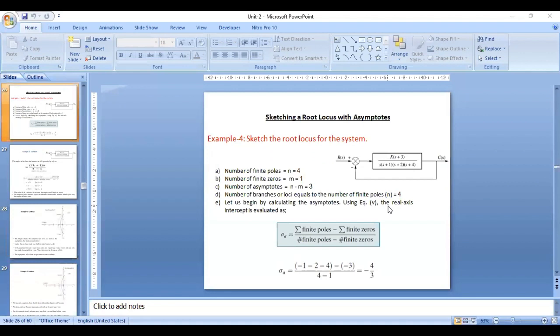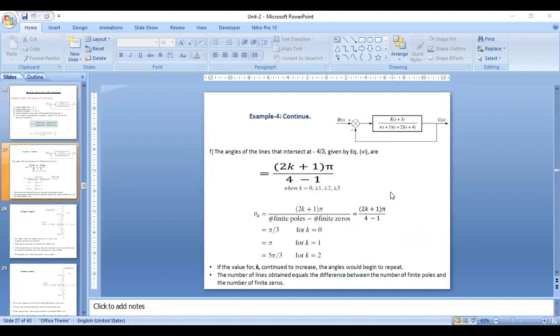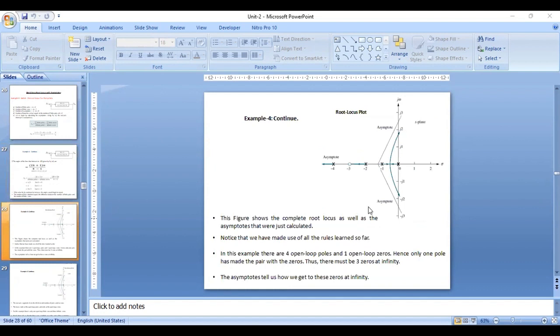Based upon these steps, here is an example that is derived. Here the number of poles is 4 and the number of zeros is 1. Therefore, the number of asymptotes will be n minus m, which is equal to 3. Here the centroid is calculated and the angles of asymptotes are also calculated, and they are marked in the graph.